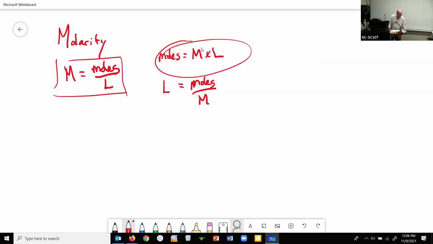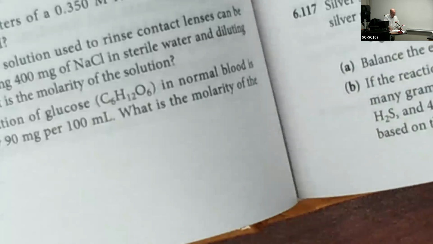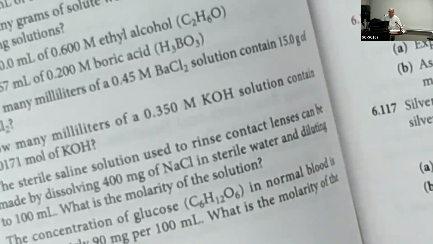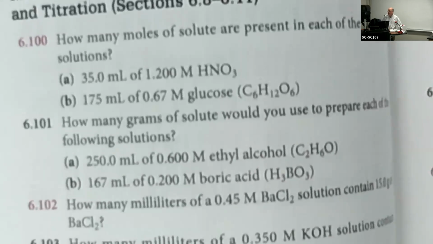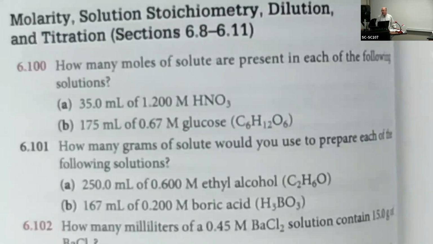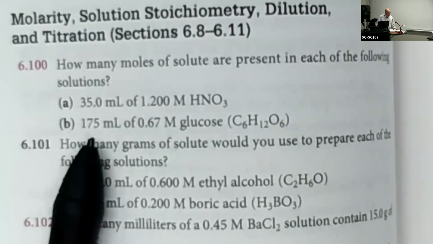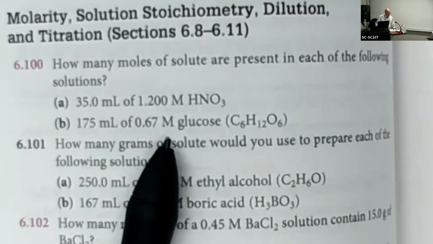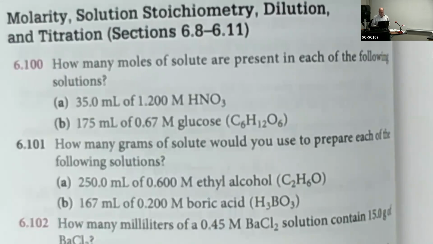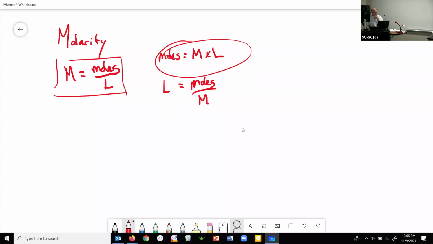This is from page 232 in your textbook. This is question number 100. We'll look at part B. How many moles of solute are present in each of the following solutions? We've got 175 milliliters of 0.67 molar glucose. How many moles of solute are present in that solution? I'll give you a 30-second head start to see what you can work out. Oops, let me put the problem back up.